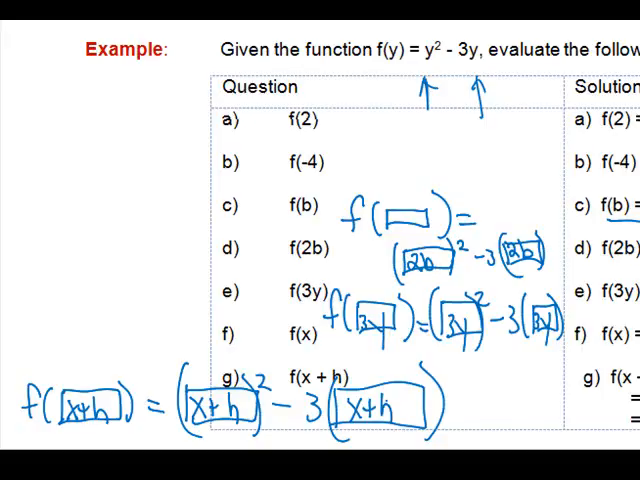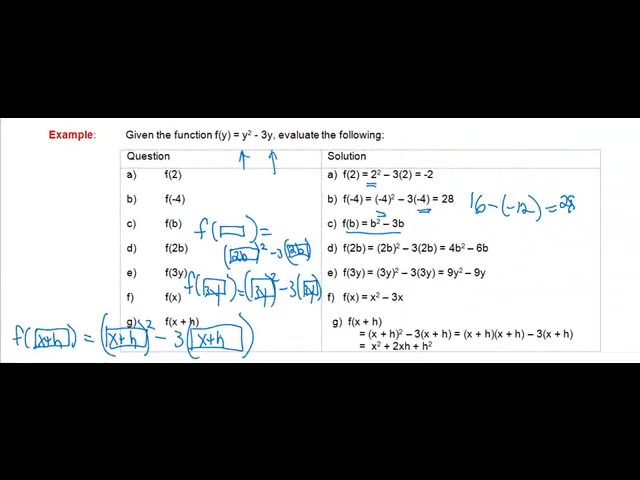Of all of these examples, I will tell you this is the single most important example. This will appear on multiple exams. We will do it until I believe every single person in the class is capable of doing this particular problem. So let's take a look and let's move ourselves forward. So we have x plus h quantity squared minus 3 times x plus h. Let's take a look at the math.